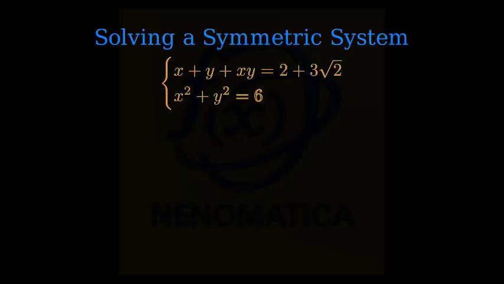In this lesson, we solve a symmetric system step by step. We are given the system x plus y equals 2 plus 3 root 2, and x squared plus y squared equals 6. Our goal is to find all real pairs x and y.